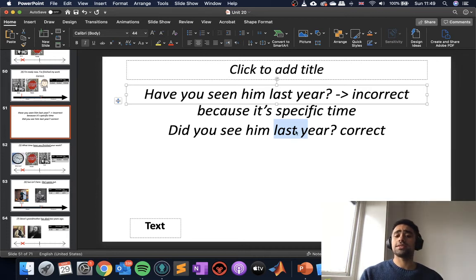If I want to use last year and then maybe use present perfect, I would say, have you seen him since last year? Since is a word that indicates it's a present perfect. So any time from last year, but that means any time from last year until now. So let me write it here.